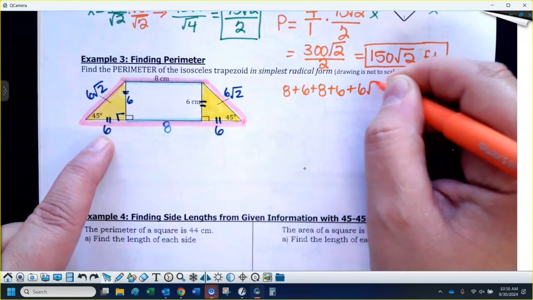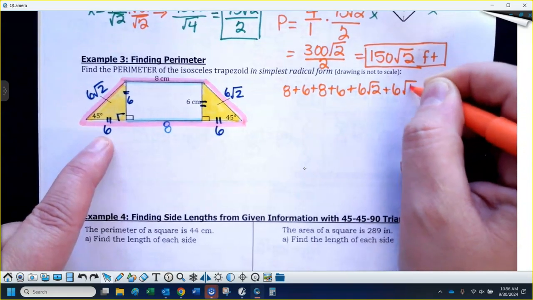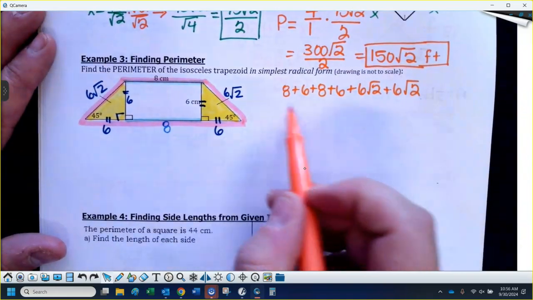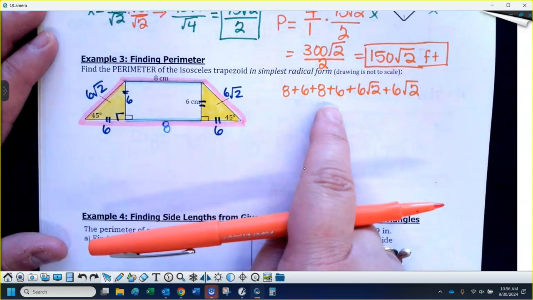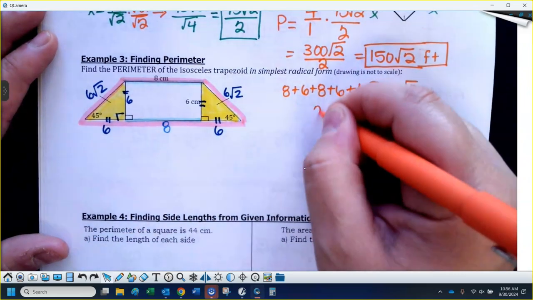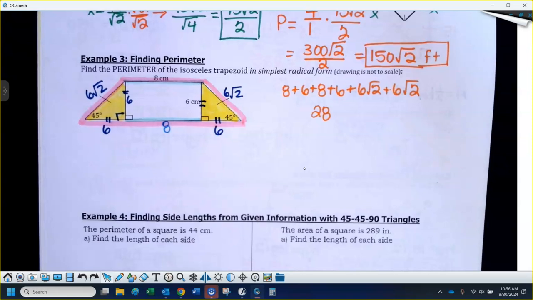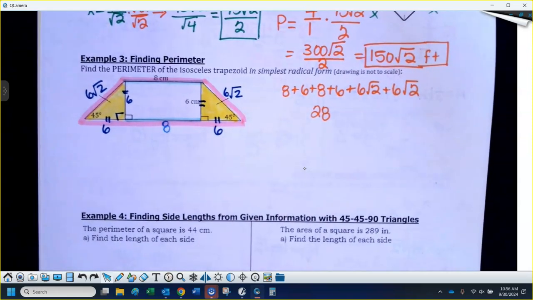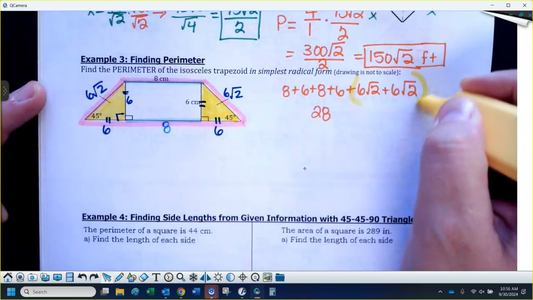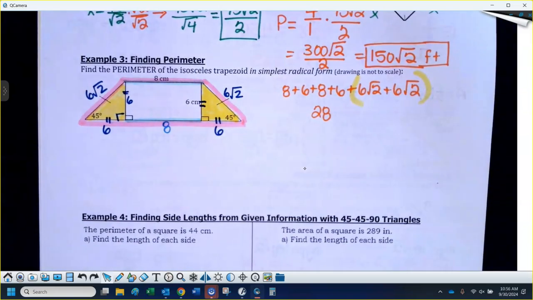And then I've got that 6 radical 2, 6 radical 2. Plain numbers, add those guys up. Let's see, we have 14 and 14, so we got 28. Okay, now, this is a little bit tricky. We didn't do a lot with this. I can add these two radicals together. I'm not multiplying anything, I am adding them.